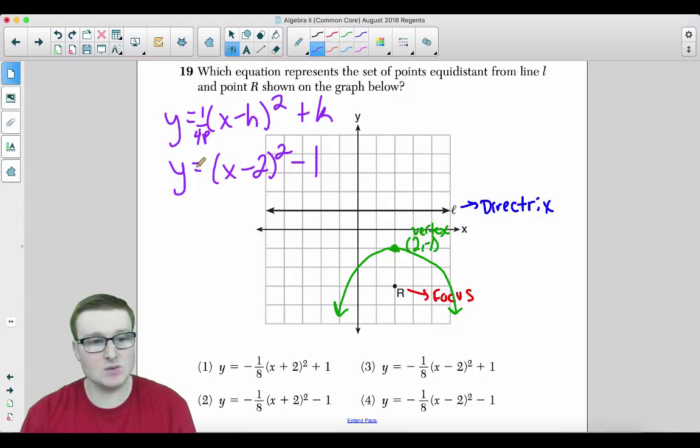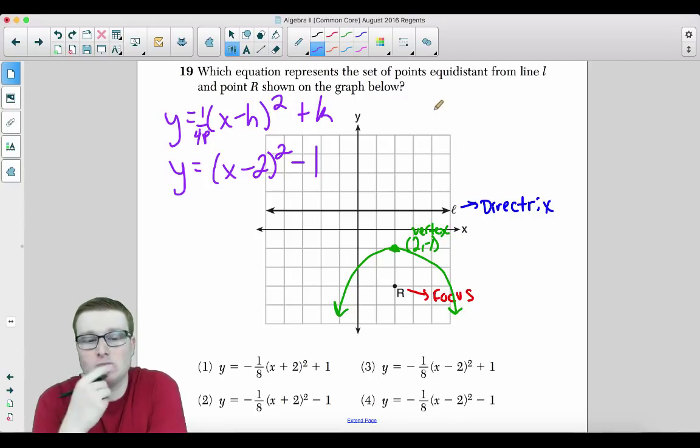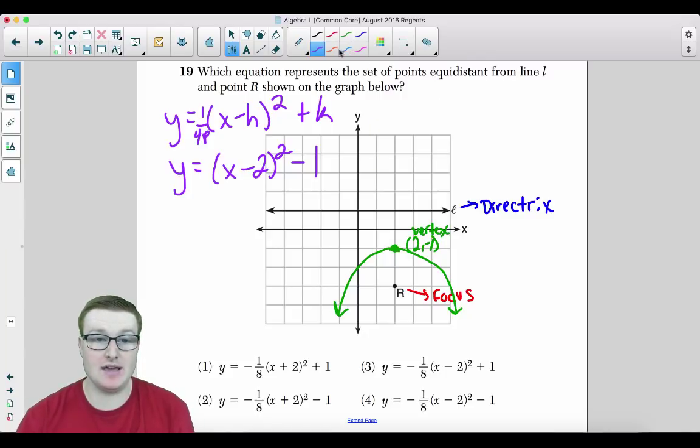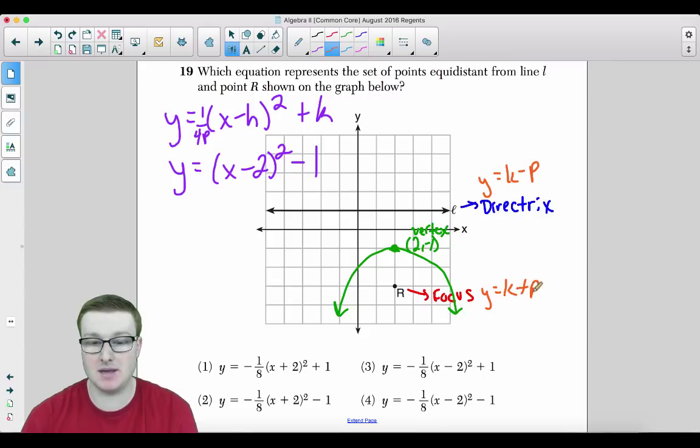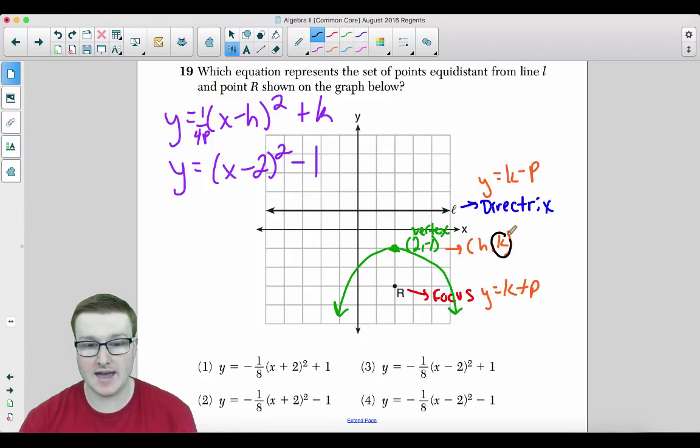Okay? Well, in this case, what is your value of p? Well, we don't have p. We got to find it. You need to know a couple things. The directrix can be represented as y equals k minus p. The focus can be represented as y equals k plus p. Okay? And the vertex can be represented as h comma k. We know the value of k. It's -1. Plug in -1 into k and solve for p.